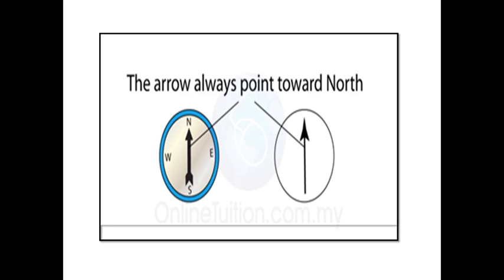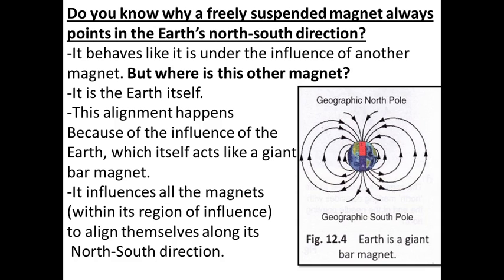You can see here what is actually happening. This is your compass and this arrow will show the north point, or your north direction. The arrow always points towards north, and then we will find out the other directions. Understood?